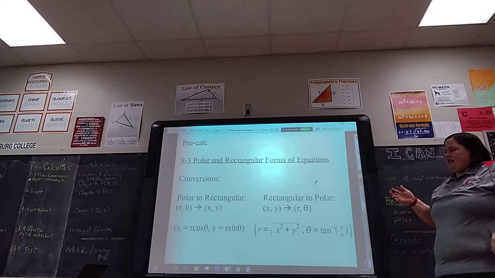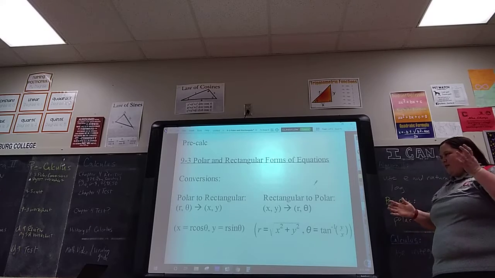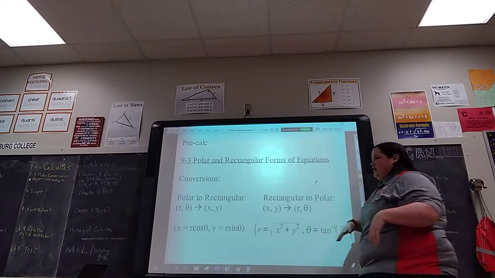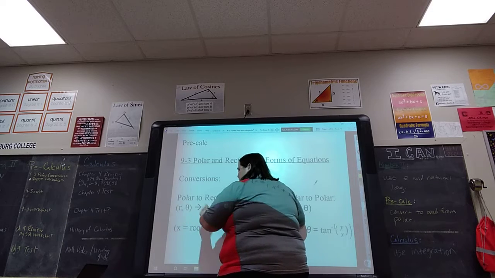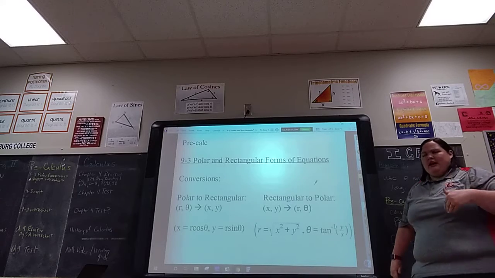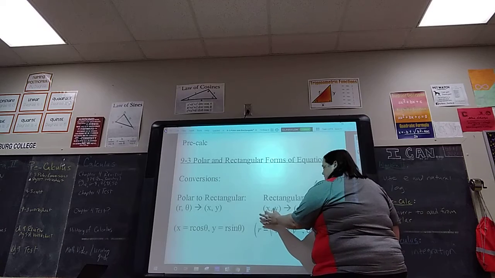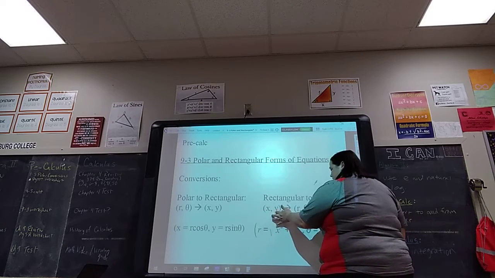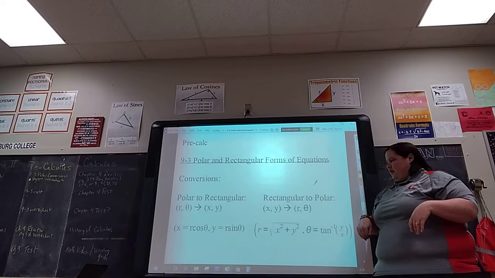So again, if you have r and theta, and how you can tell the difference, like I said, they're both going to be in points. They're both going to look similar. So the one thing that's easy to point out is the theta, the angle. If your second number is an angle of some sort, whether it's in radians or degrees, then you know you have a polar coordinate. If you have two just plain numbers like a 2 and a 5, or -6 and a 2, then you have an x and y, and so you're going to convert it into r and theta.